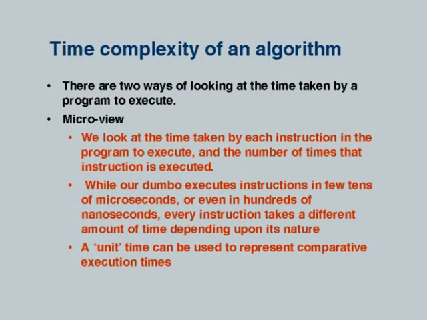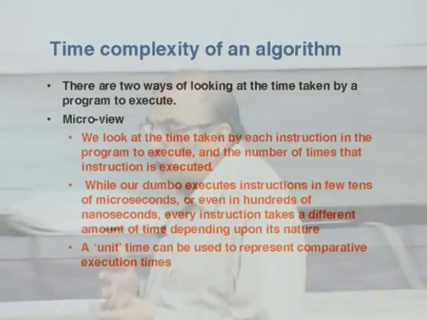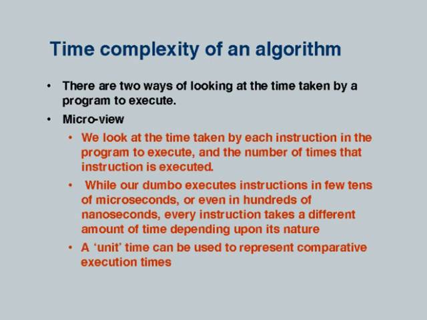So while our Dumbo executes instructions in a few tens of microseconds, or even in hundreds of nanoseconds, every instruction takes a different amount of time depending upon its nature. That is what is important to understand. It is not that addition, multiplication, comparison, assignment all take the same unit of time. That is not true. Depending upon the complexity of the instruction, Dumbo takes different units of time to execute it. And it is important for us to compare or count these. So what we do is we simply define an arbitrary unit time. The unit time could be a few microseconds for a fast machine, a few milliseconds for a very slow machine, tens of nanoseconds for a very, very fast machine. But whatever it is, with respect to that unit, all other relative times can be written down. So it's a good exercise to do that.